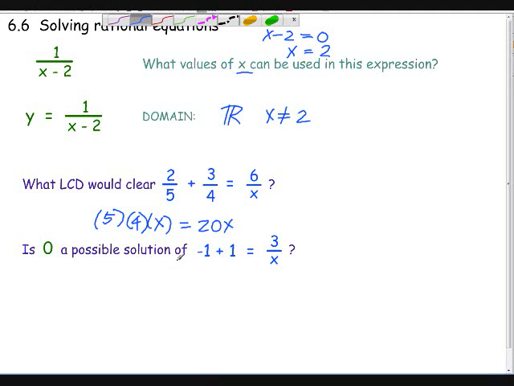Is 0 a possible solution for this equation? Think about it. If we let x equal 0, what would we be doing? Again, we would be allowing the denominator to go to 0. We may not let a denominator go to 0. This is a very important thing for us to keep in mind as we work with rational equations.